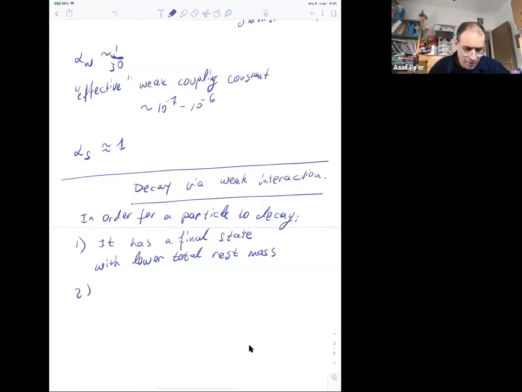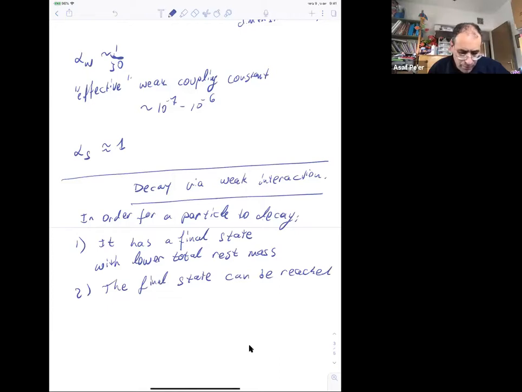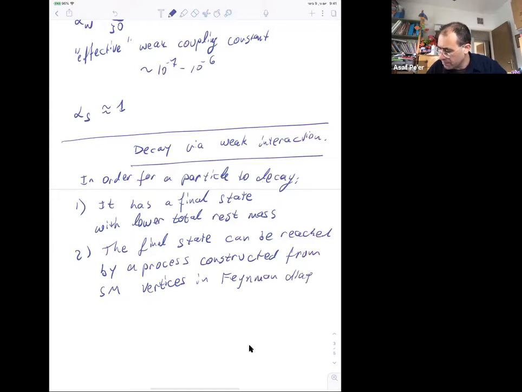So we said that the final state can be reached by a process constructed from standard model vertices in Feynman diagrams.